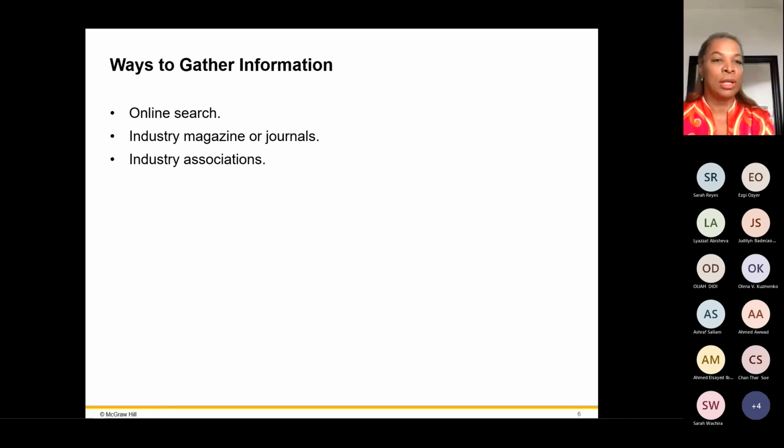You're conducting online search. You have magazines for the industry or journals, and you have associations. All of these you can search for online. So you have online magazines. One of the magazines that I write articles for is a business magazine, so it's for business leaders. So that's what it means by industry magazine. For your industry, what magazines are out there?